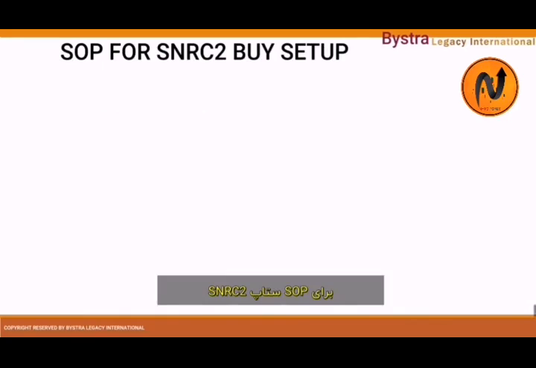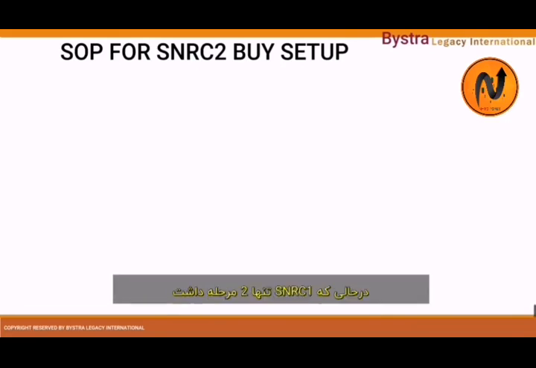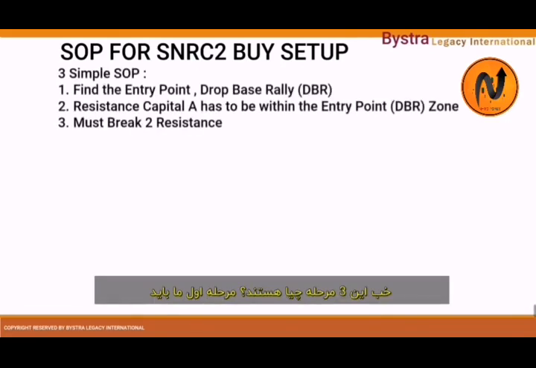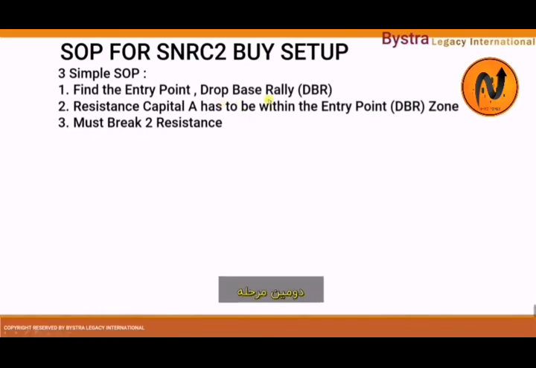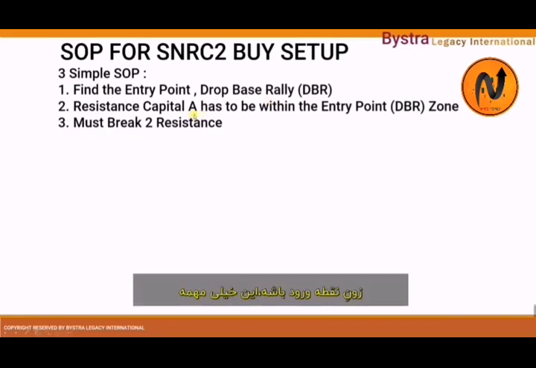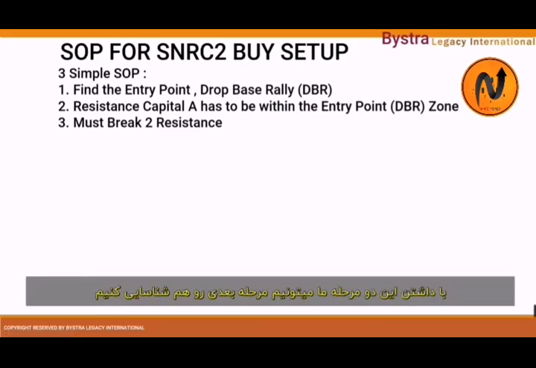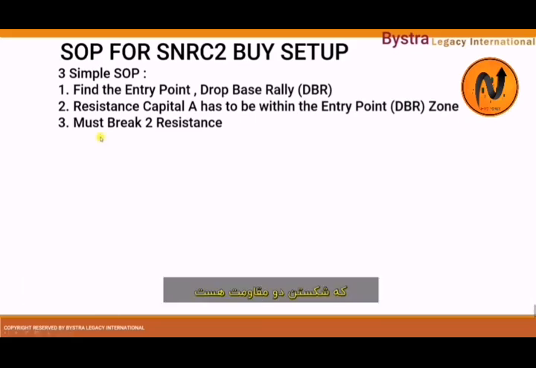For the SNRC2 SOP, there will be 3 only, whereas the SNRC1 only 2. So what are the 3? First, we have to find the entry point, which is the drop base rally. Second thing, this capital A has to be within the entry point zone. So this is very important. With these two, then we can identify. The next one is to break 2 resistance.